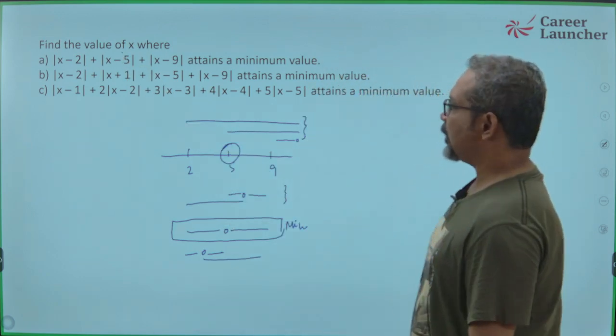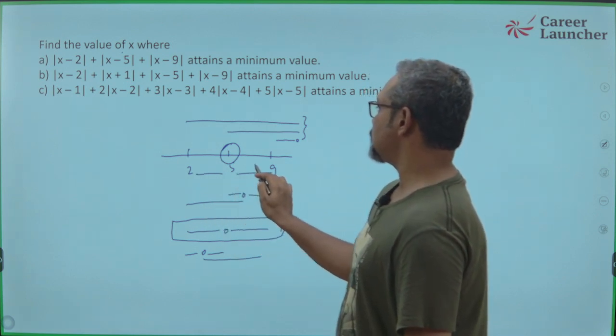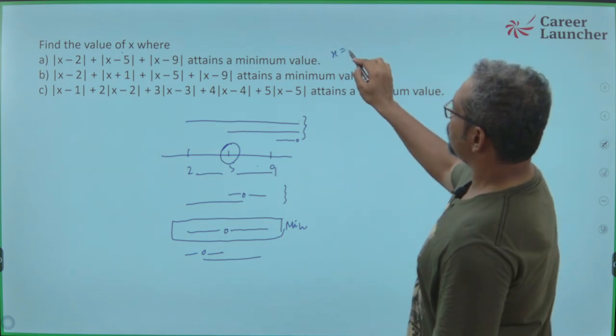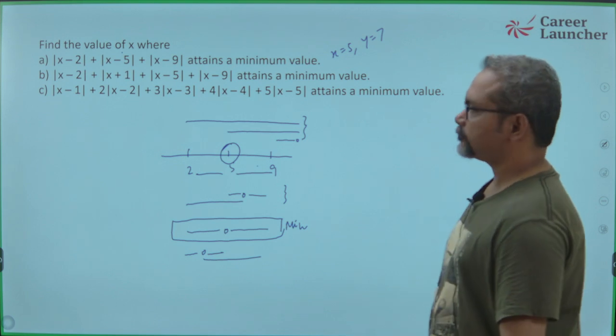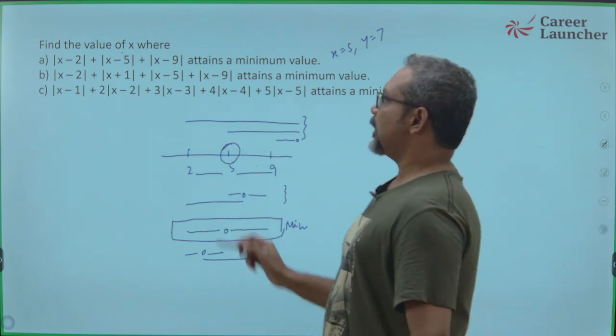And what is the value? It is basically the sum of this distance plus this distance, which is 4 plus 3, 7. So at x equal to 5, the value will be 7. That's the solution. So as a rule, if I just extend this further for the second one, this time there are 4.